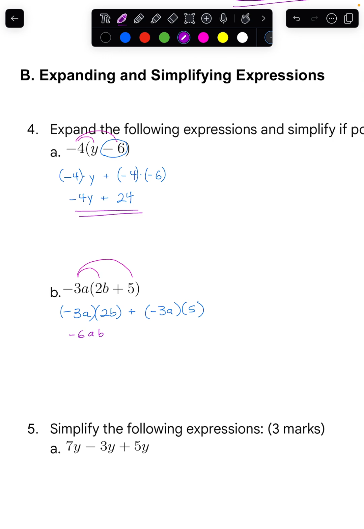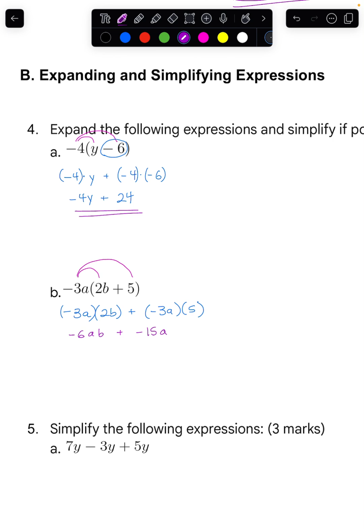We'll do the same thing with the next term. So plus, and again, we take that coefficient, negative 3, multiply it by the 5, and we get negative 15. And the a is there, the a remains. We get negative 15 times a.